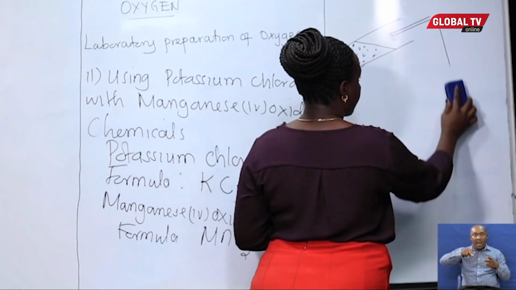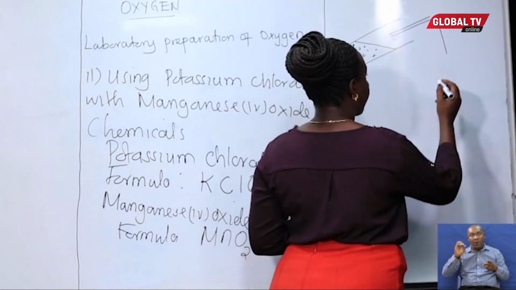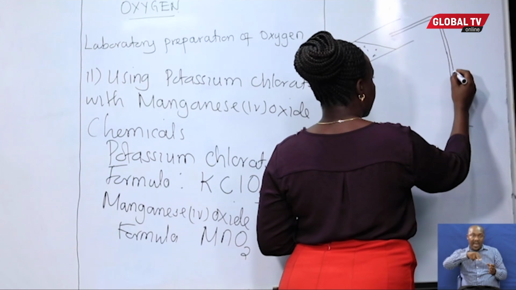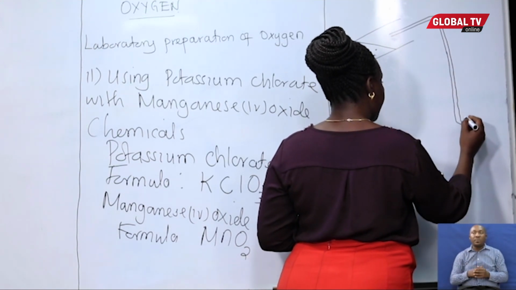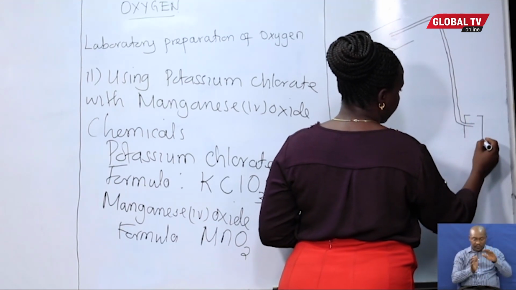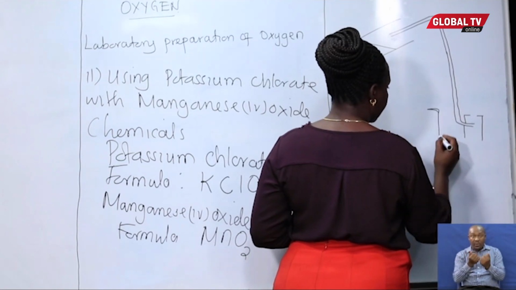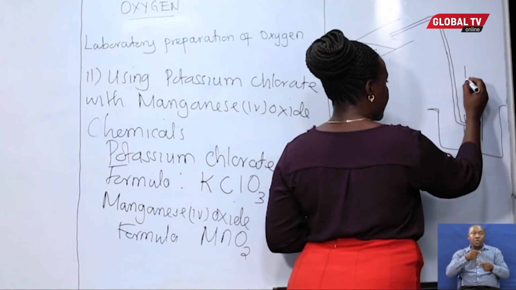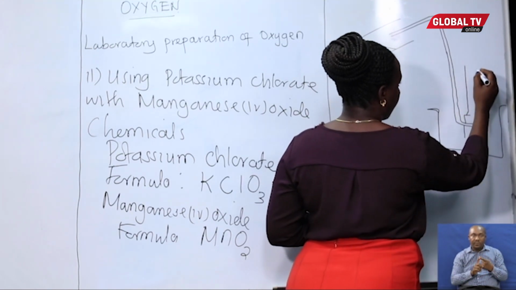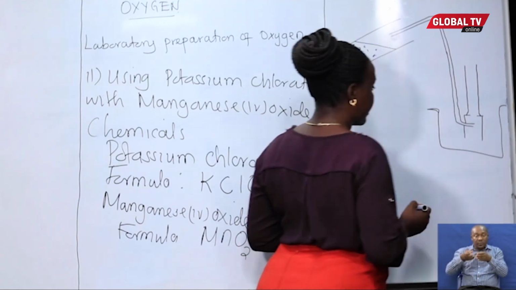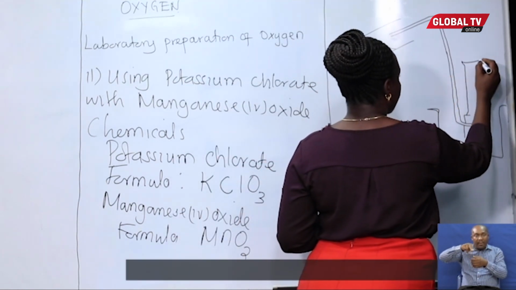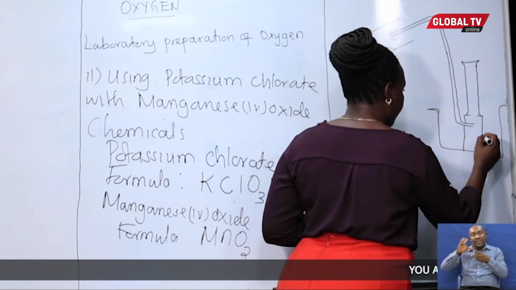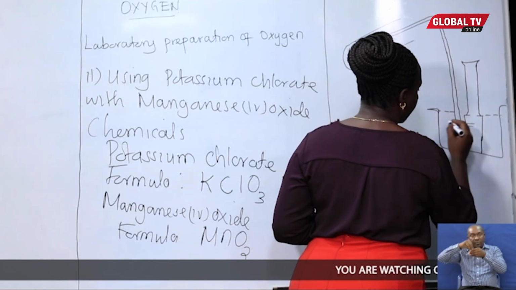We are going also to have a trough. That trough will be filled with water and have a beehive shelf. This beehive shelf is where the delivery tube is inserted, and this is a trough containing water. Then over the beehive shelf, we are placing a gas jar. Why a gas jar? Because it is used to collect the gas. The beehive shelf is inside the trough, which has water.